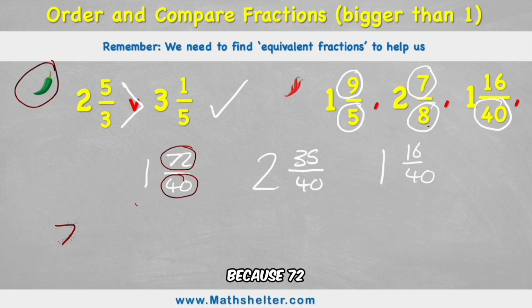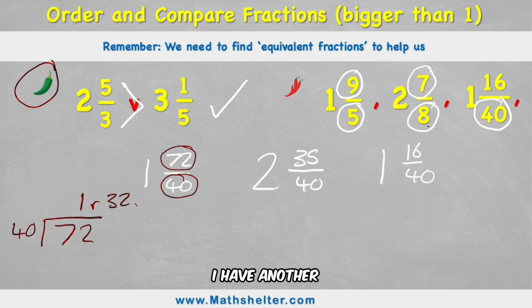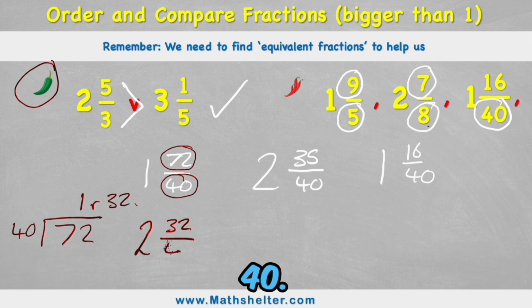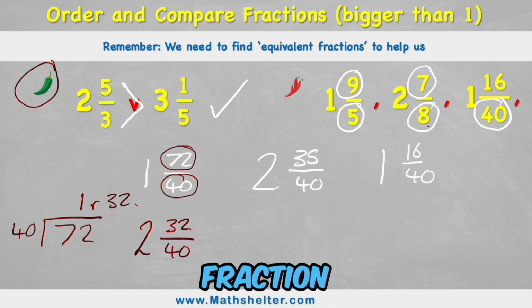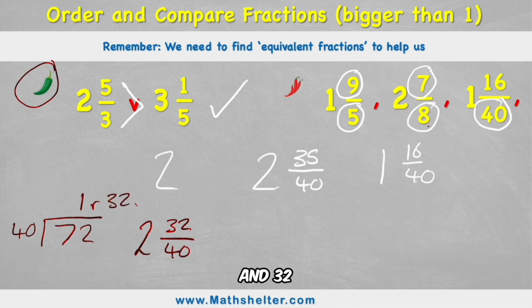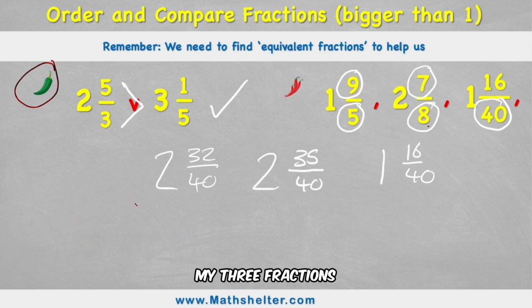Because 72 divided by 40 is going to be 1 remainder 32. So it's like saying I have another whole one, which would turn my whole to a 2, and then I have 32 parts left of my 40. So my new fraction is going to be 2 and 32/40. So now I have my 3 fractions, 1, 2, 3, all ready to go and be compared.